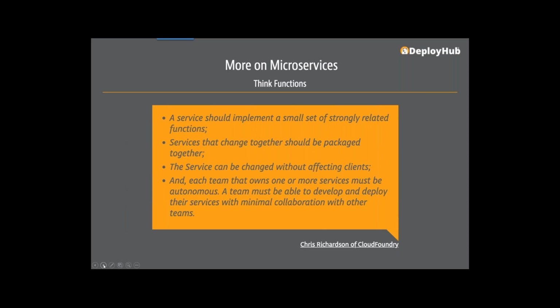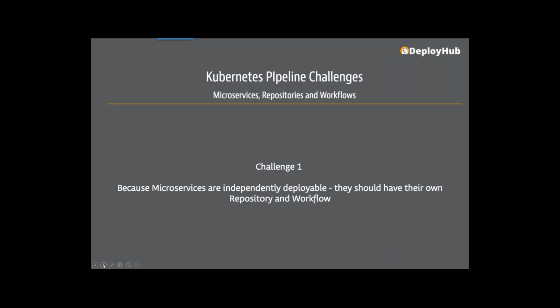So let's say you have a security team and they have a set of services. That's their application. And the services can be changed without affecting clients. So services should always be backward compatible, which is a tough one to achieve and may not always be realistic. And then each team owns one or more services, and they must be deployed in an autonomous way. So you have to be able to develop and deploy a service with minimal collaboration with other teams. So we're really moving into this think-function kind of mentality.